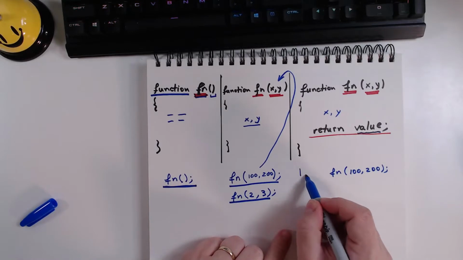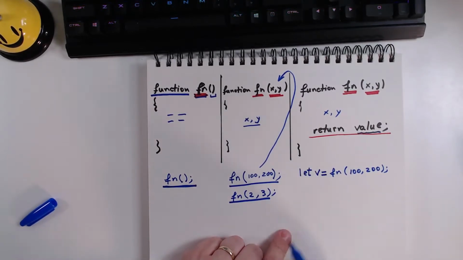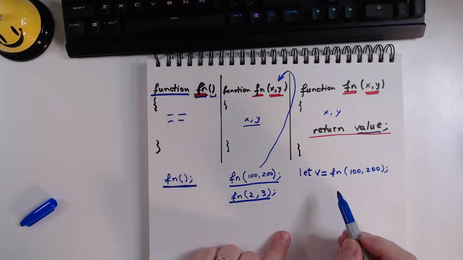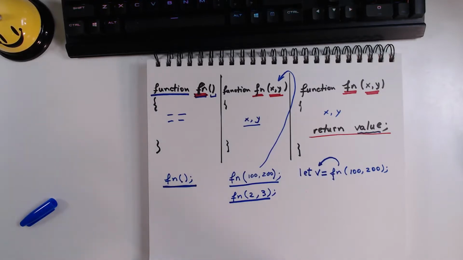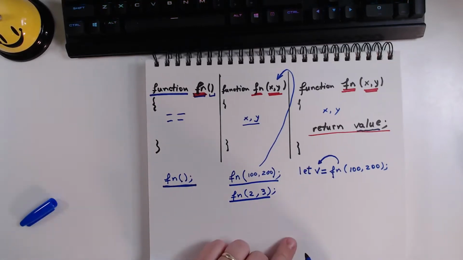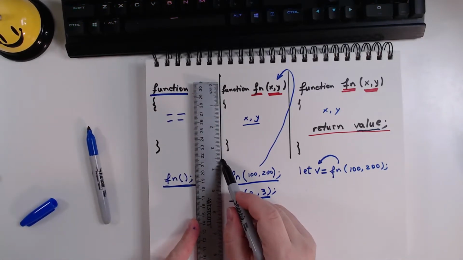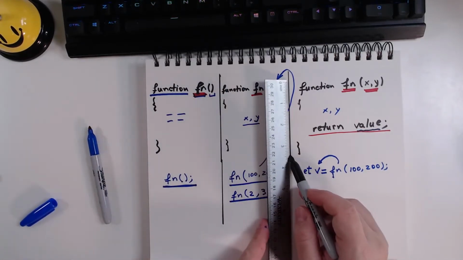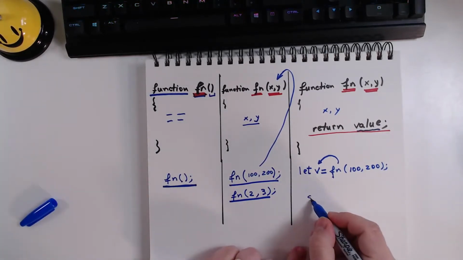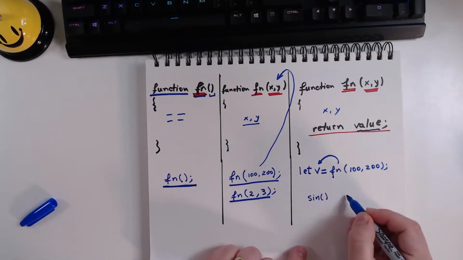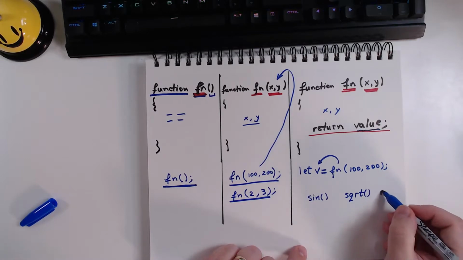So we can say let perhaps v, from value, equal. And now what is happening, we're going to invoke this function, and the return of this function will go in variable v. Right? Sounds complicated, but actually remember we already used functions like this last time. We used 3 functions actually: sin, sqrt, and I think we also used random.